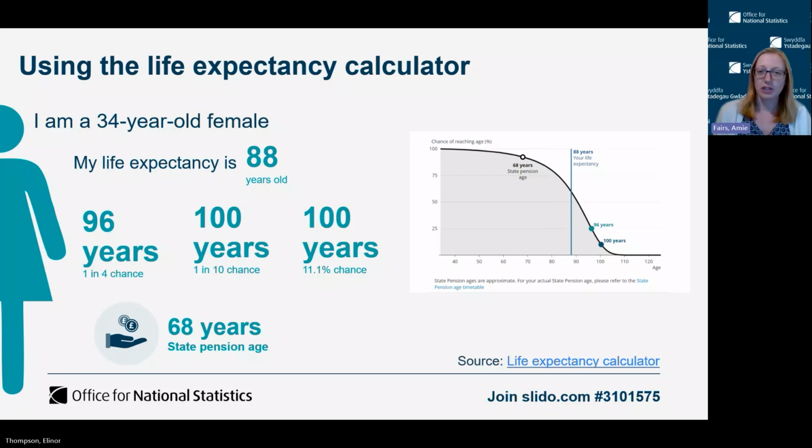At the moment, this also shows you your state pension age in relation to your life expectancy. I don't know whether it might have changed by the time I get near my state pension age, so we'll see, but that's plotted on there at the moment. You can play around with this a little bit, and you'll see that life expectancies are different for different years, and they're different between the sexes as well.